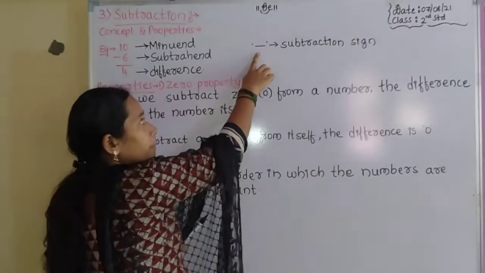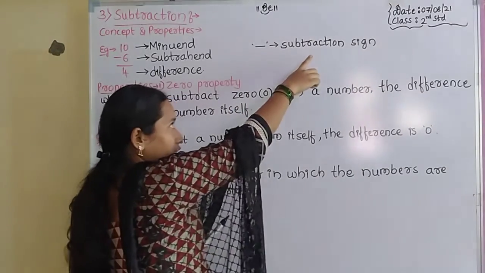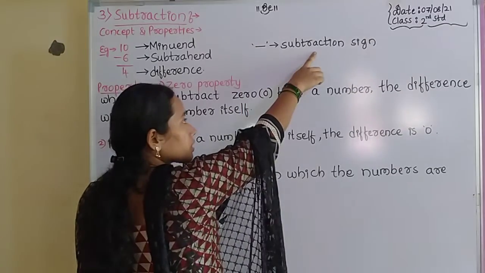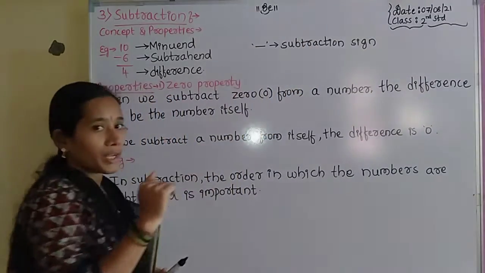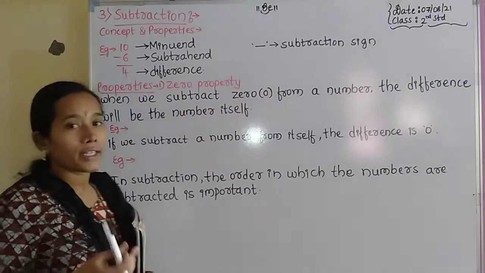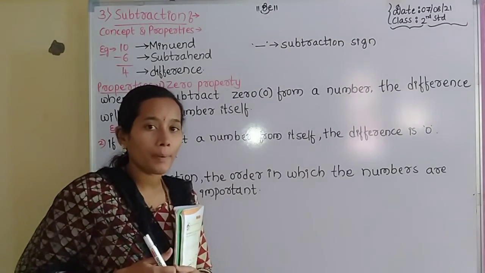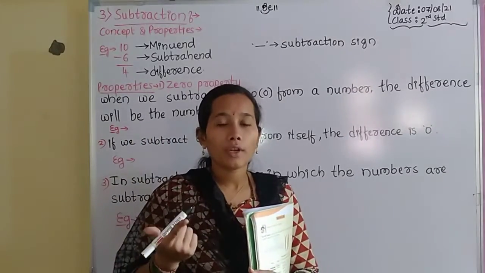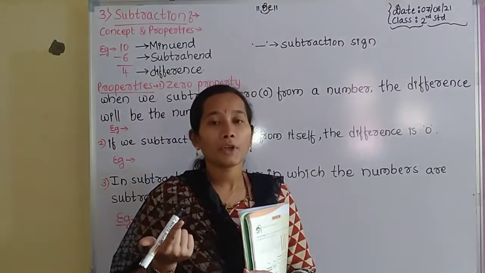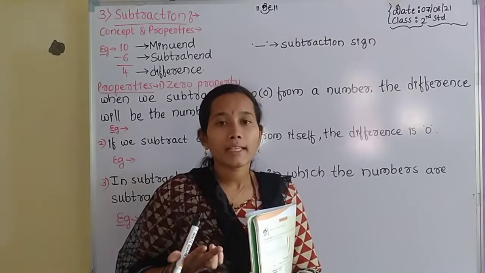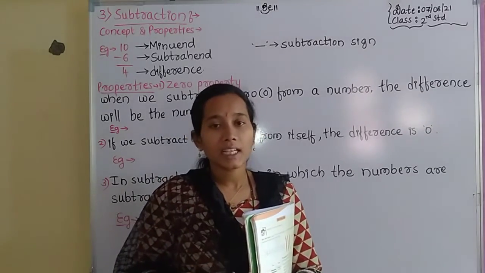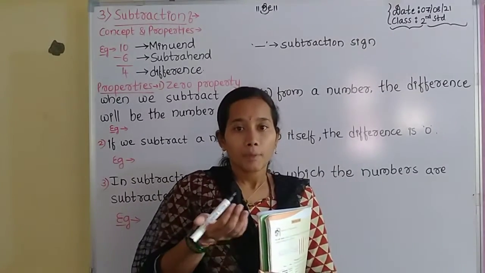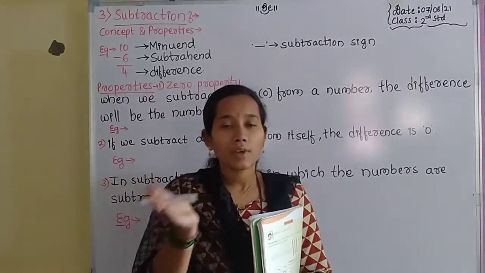Then this minus sign is called the subtraction sign. This is called minus. The next important one is the properties. In addition, the main properties are the zero property, the order property or commutative property, and the grouping property or associative property. These are the main properties in addition. We have to compare and solve the properties in subtraction as well as addition.